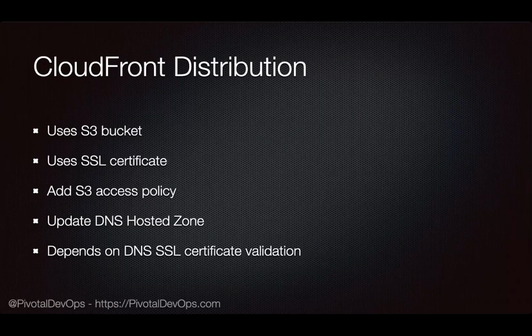In this video, we'll set up a CloudFront distribution that uses an S3 bucket and the SSL certificate that we created. Before I forget, we have to make sure that we have an S3 access policy. We'll need to update the hosted zone to have aliases for our distribution that point the root domain and www to the distribution. And that's a tricky one.